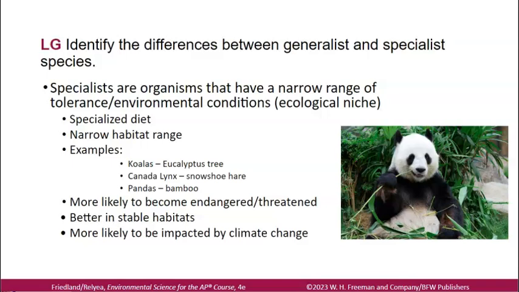And then here's our specialists. So a panda is another example. Pandas eat bamboo, so they're endemic to the bamboo forests in China. Specialized diet, only eat a few things. Narrow habitat, like koalas, Canadian lynx, pandas. Now these ones are more likely to become endangered or threatened because they have a limited diet. They can't survive change very much, so if their habitats change, if their diets change, it's hard. They survive better in stable habitats, and they're more likely to be impacted by climate change for all of the reasons listed here.